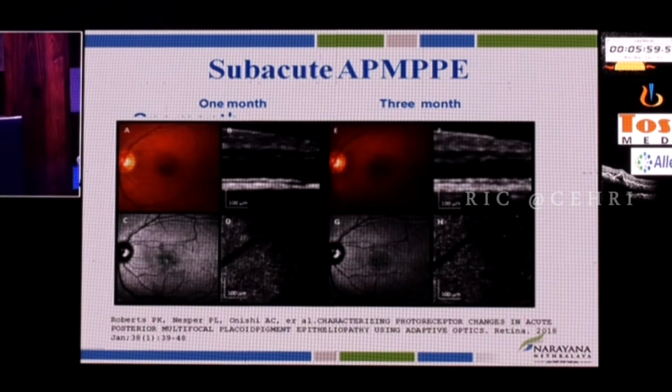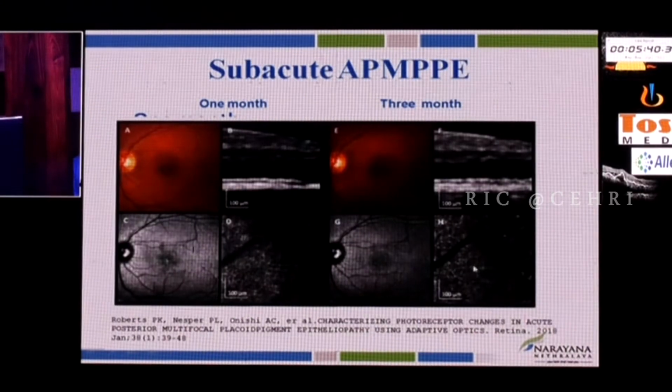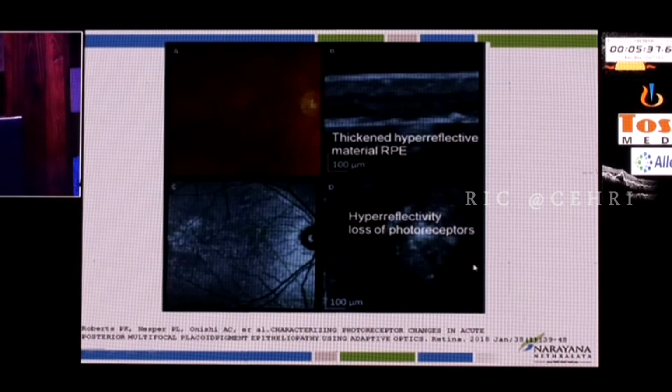The major limitation of adaptive optics is in active inflammation. When there is significant vitritis or retinal edema, we are not able to visualize the photoreceptors clearly. Here they have done it at 1 month, where you can see the hyperreflective lesion in the choroid, and at 3 months we could see the decreasing areas of hyperreflectivity of the cone area. Here is a healed scar. OCT shows thickened hyperreflective material of the RPE, with corresponding adaptive optics showing hyperreflectivity with a lot of loss of photoreceptors in that region.